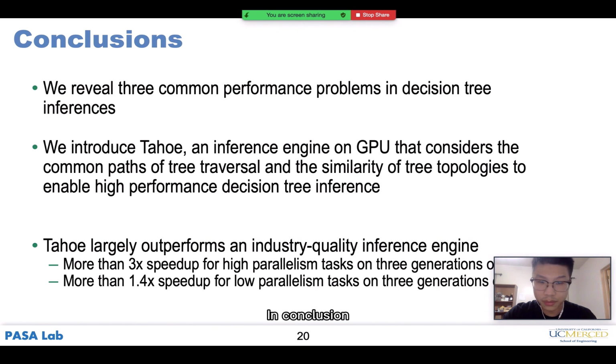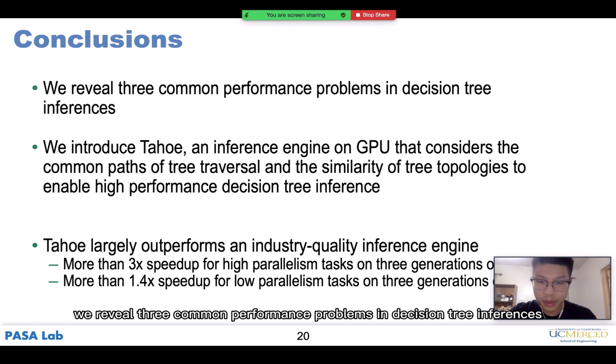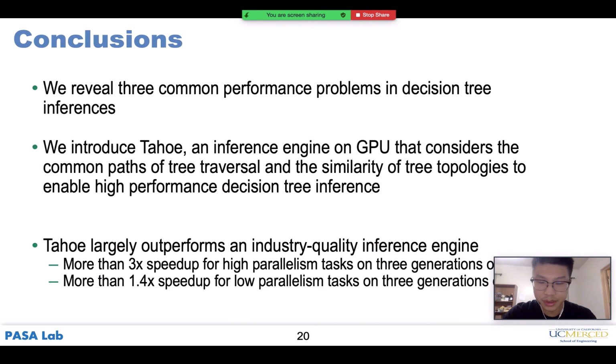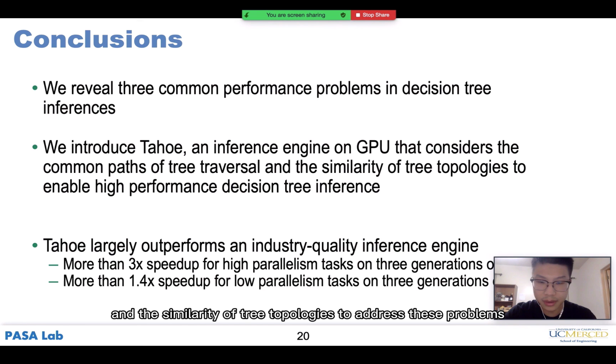In conclusion, we reveal 3 common performance problems in decision tree inference. We introduced Tahoe, an inference engine on GPU that exploits the common paths of tree traversal and the similarity of tree topologies to address these problems. Tahoe largely outperforms an industry-quality inference engine.